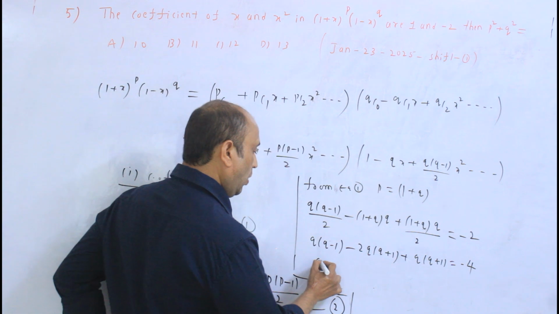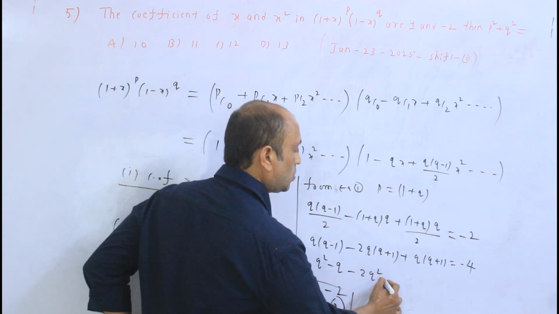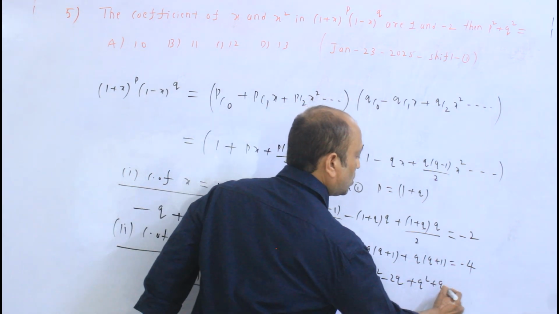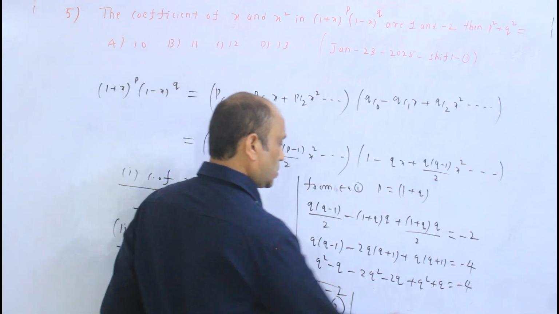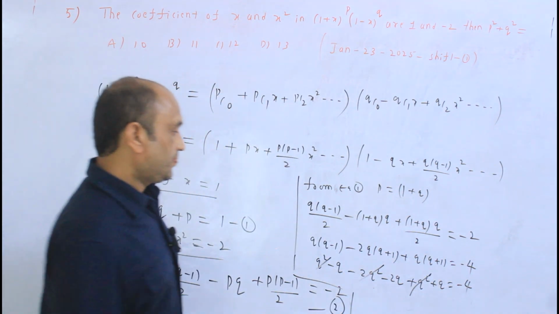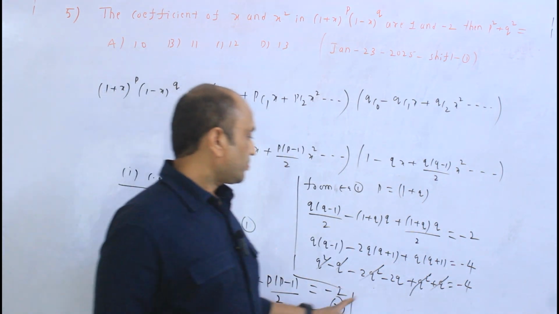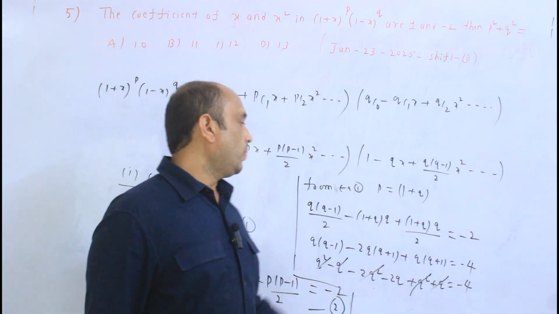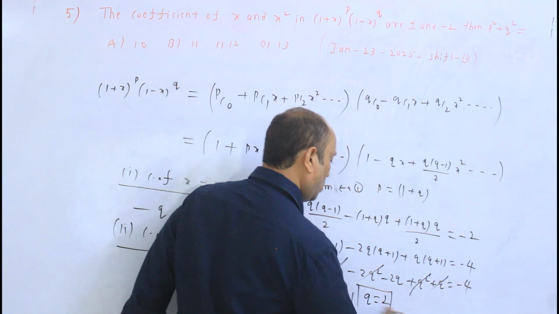So Q square minus Q minus 2Q square minus 2Q plus Q square plus Q equal to minus 4. Here plus Q square minus Q, 2Q square gets cancelled, plus Q minus Q also gets cancelled. Minus 2Q equal to minus 4. Q is equal to 2.